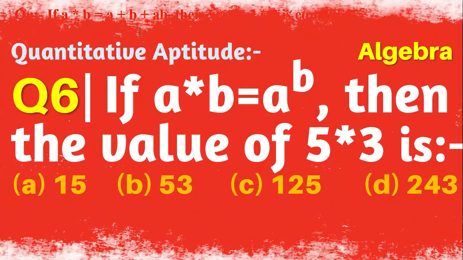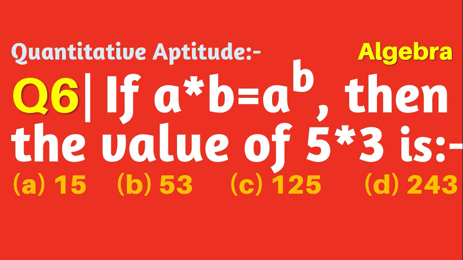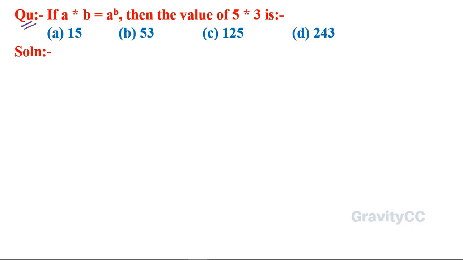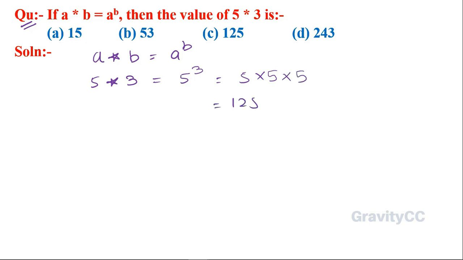If a asterisk b is equal to a to the power b, then the value of 5 asterisk 3 is. So in this question it is given that a asterisk b is equal to a to the power b, and now we replace a by 5 and b by 3. So 5 asterisk 3 is equal to 5 to the power 3. So is equal to 5 into 5 into 5 equal to 125. Answer. So option C is the correct answer.